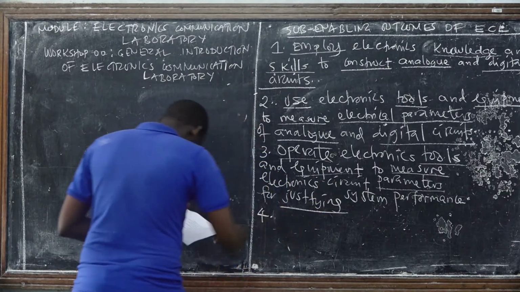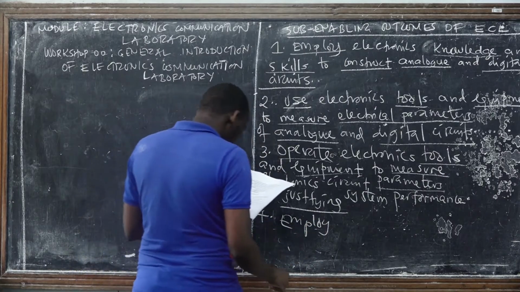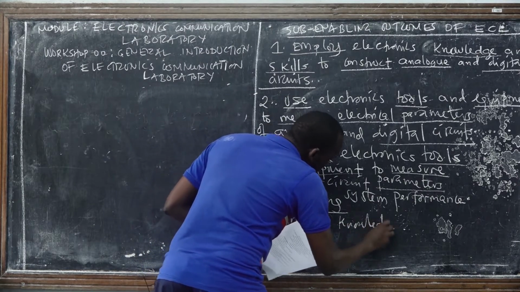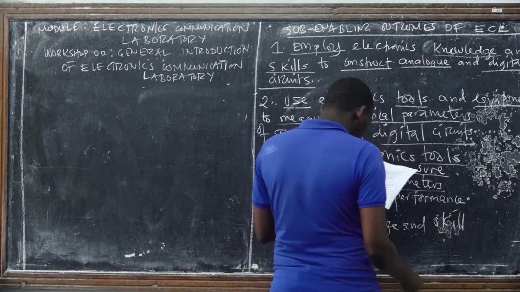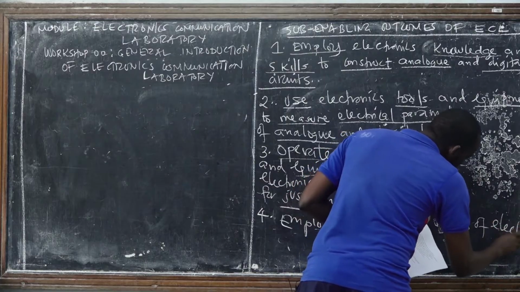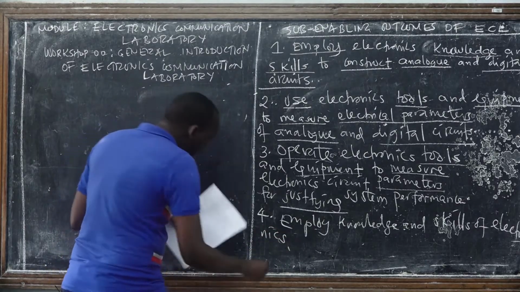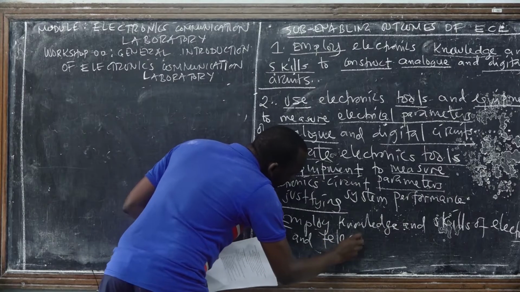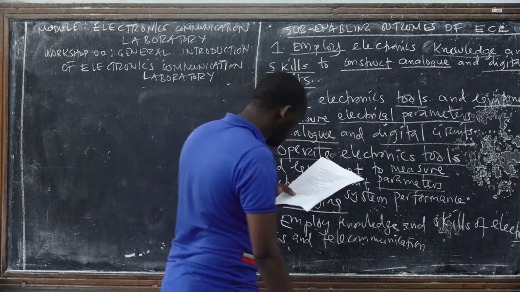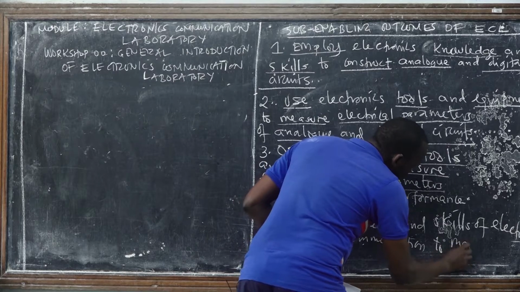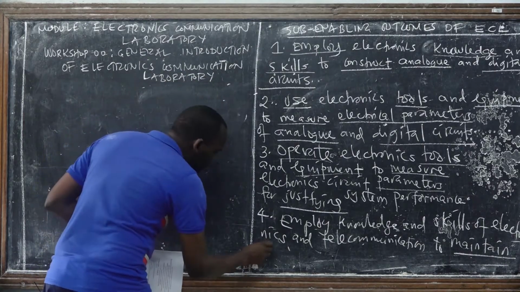The fourth sub-enabling outcome: a student has to be able to employ knowledge and skills of electronics and telecommunication to maintain electronics communication systems.